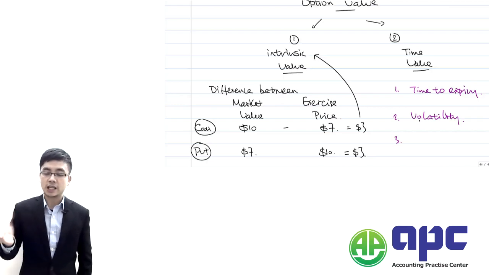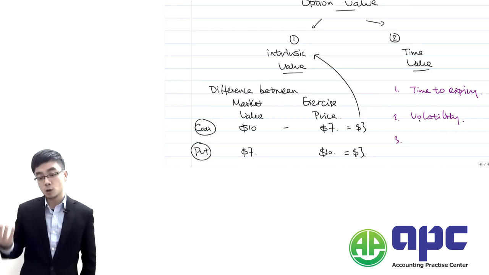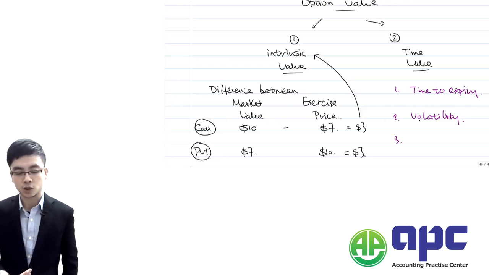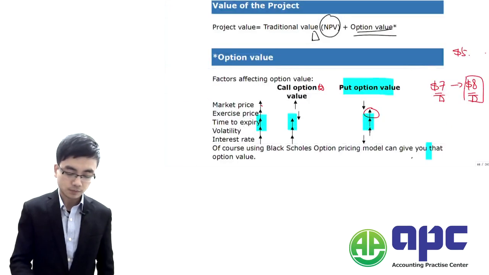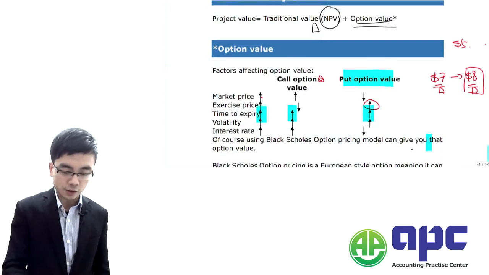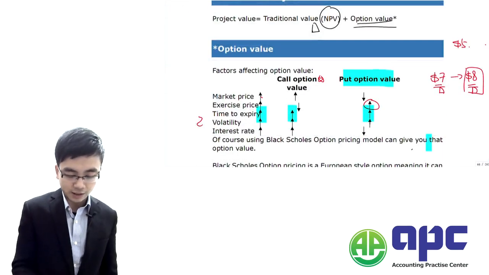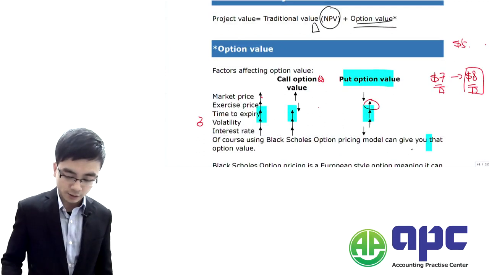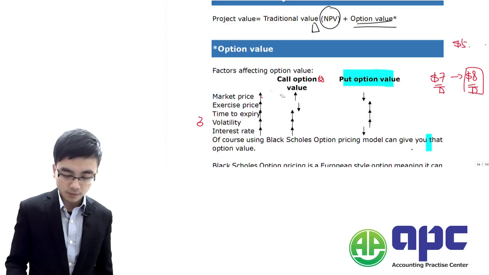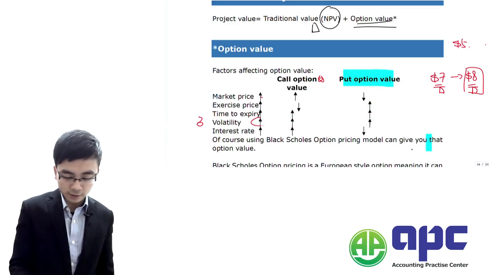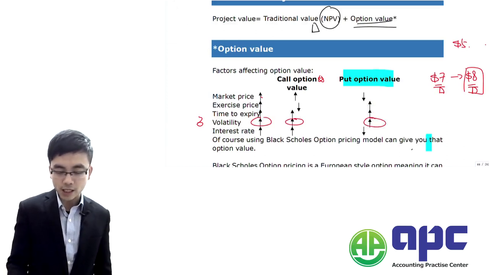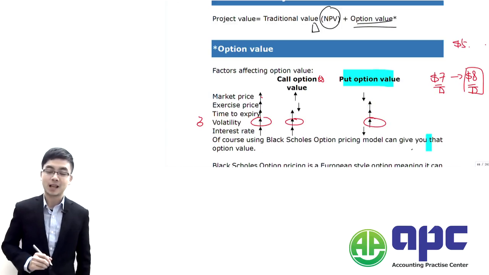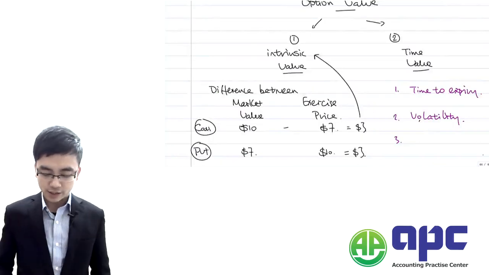So if the cash flow is more volatile, there is more risk that you're going to suffer, and this will increase the value as well. As you can see, for the volatility of the cash flows, we're going to use the standard deviation to measure it. If there's an increase in the volatility of the cash flows, this will increase both the call as well as the put option value. And finally, we've got the interest rate as well.